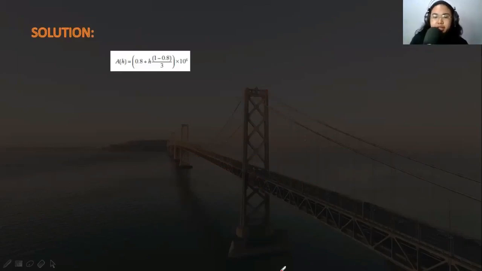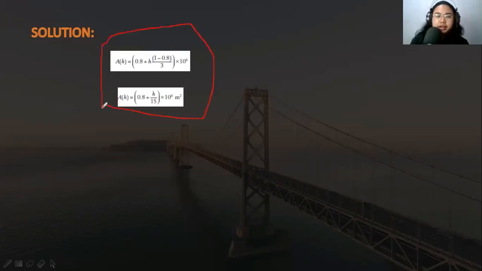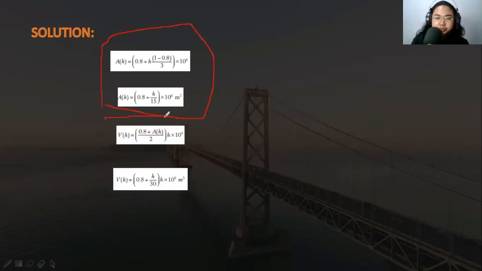For the solution, approximate equations for V and A in terms of H are derived by assuming a linear variation. This is the assumed equation for A, the area. A(H) is the area of the reservoir at stage H. And this is for the volume, the function of volume. But since we have the value of A(H), we substitute the value, and it becomes this, V(H).